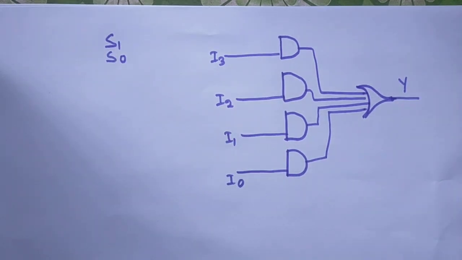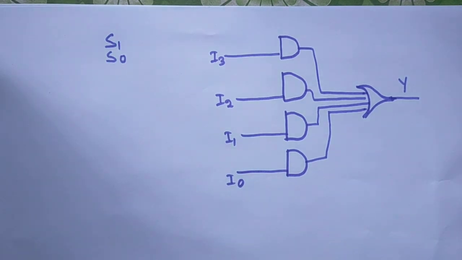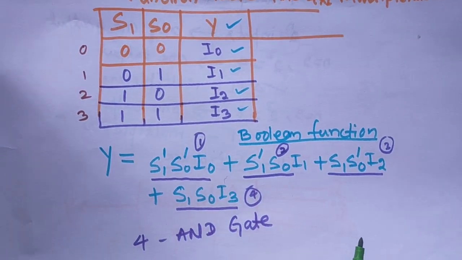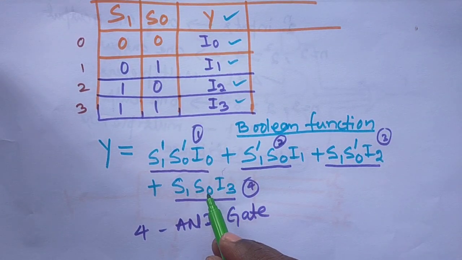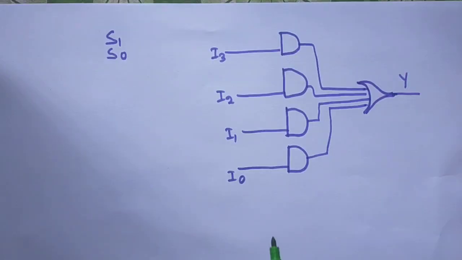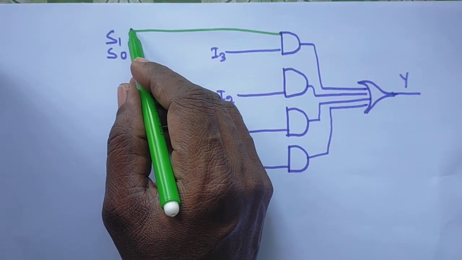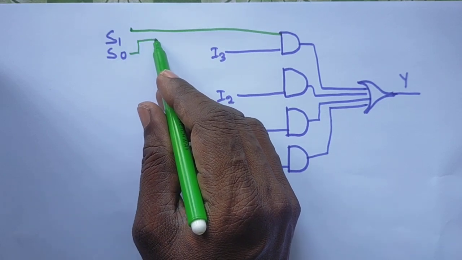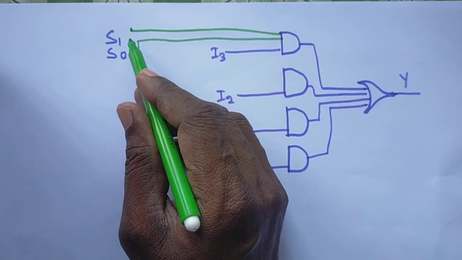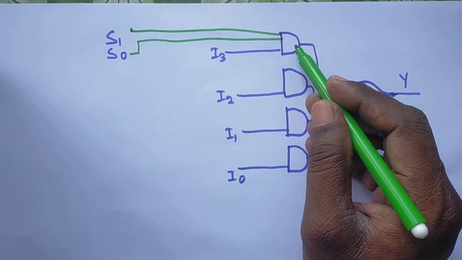Now we will consider this data, S0 and S1. Very simple way, if we go through, this is I3. You see what the data for I3 is. The I3 part is S0, S1 without complement. S0 and S1 without complement. Then what happens? Very simple way. We just go through this S0 and S1. Here is S0, here is S1. We will consider them directly to this particular AND gate.